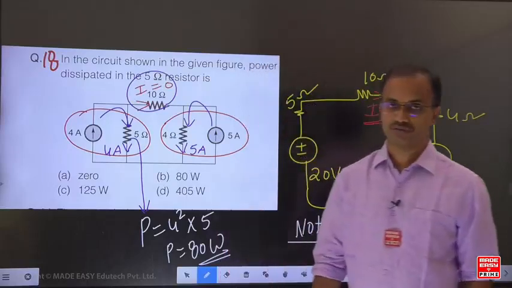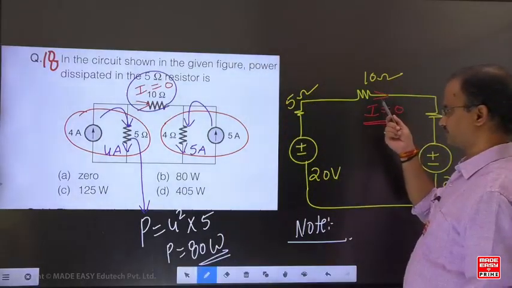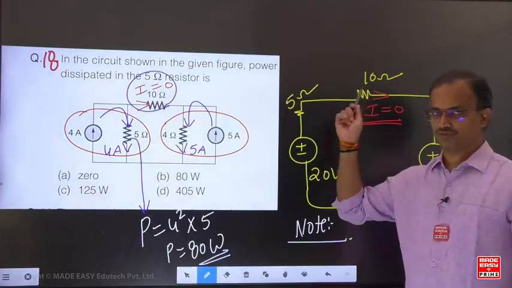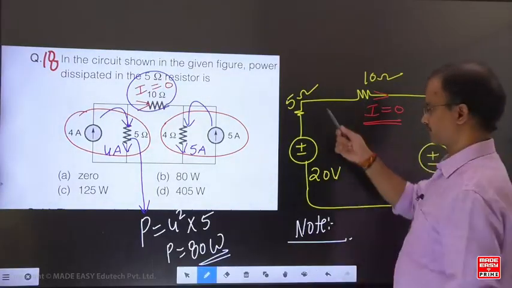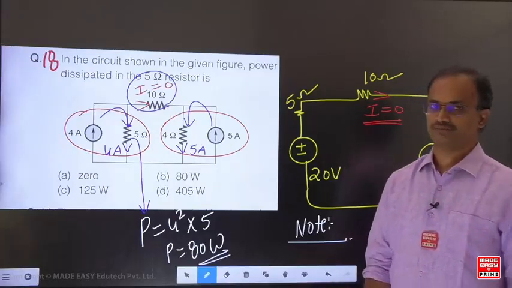And here you get one more doubt also. You will get the doubt that the current in the 10 ohm is 0, thereby the current in the 5 ohms is also 0, thereby the power is equal to 0. We should not apply that logic here.